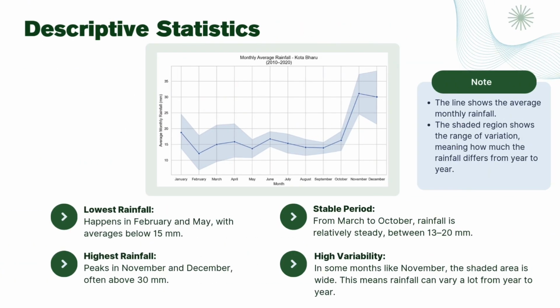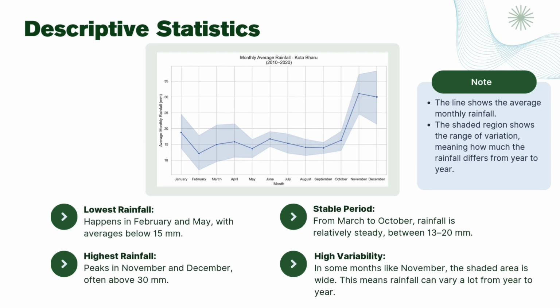Second, the graph shows monthly average rainfall in Kota Bharu. The line shows average monthly rainfall, while the shaded region shows the range of variation, meaning how much the rainfall differs from year to year. Firstly, the lowest rainfall happens in February and May with averages below 15 mm, while the highest rainfall peaks in November and December, which is above 30 mm.